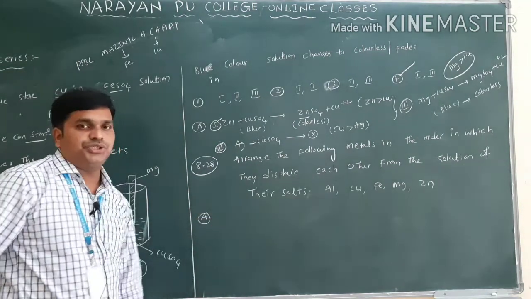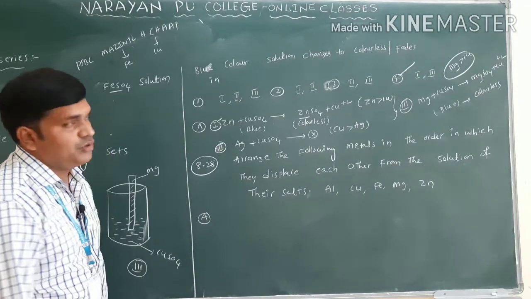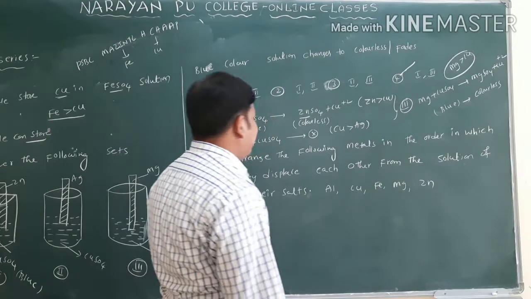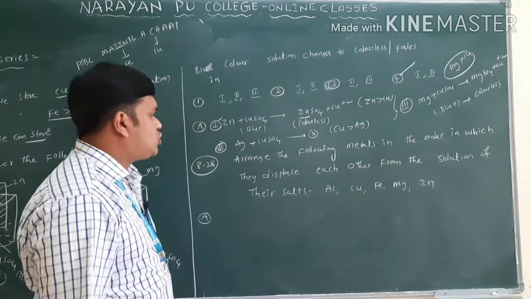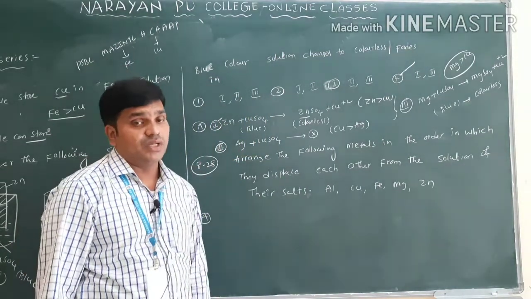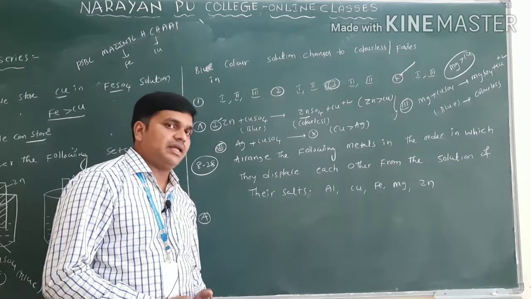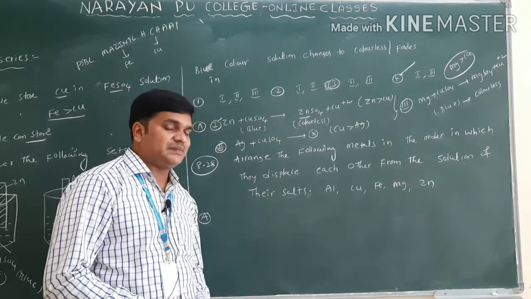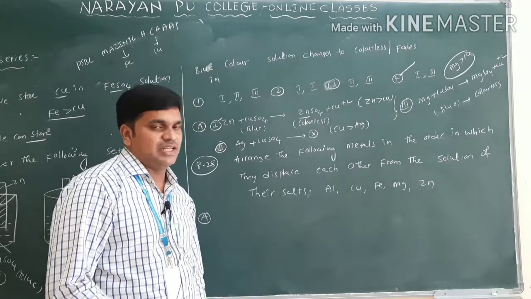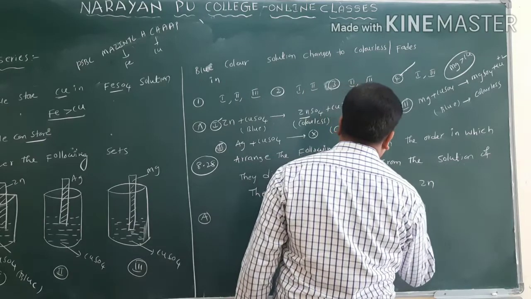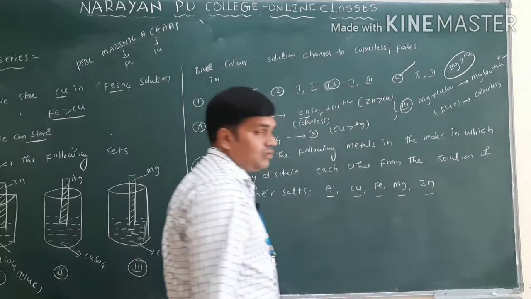Now we'll see one more question. This is the NCERT question, 8.28 from your textbook. Arrange the following metals in the order in which they displace each other from the solution of their salts. You can arrange these metals in increasing order of their reactivity and say which metal displaces the next metal in this series. The metals given here are aluminum, copper, iron, magnesium, and zinc.